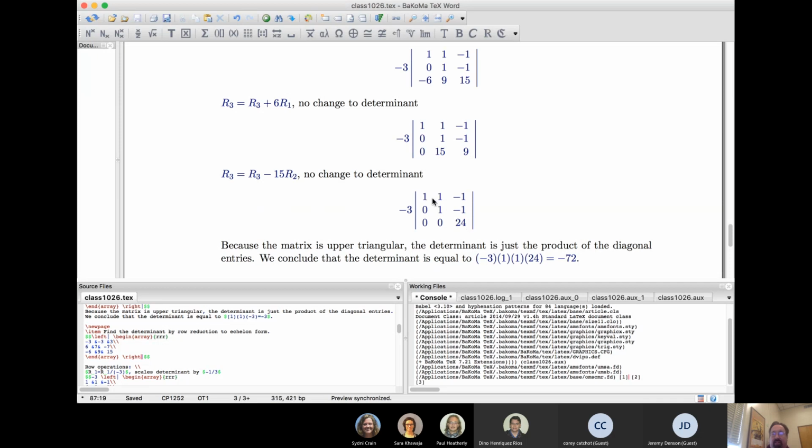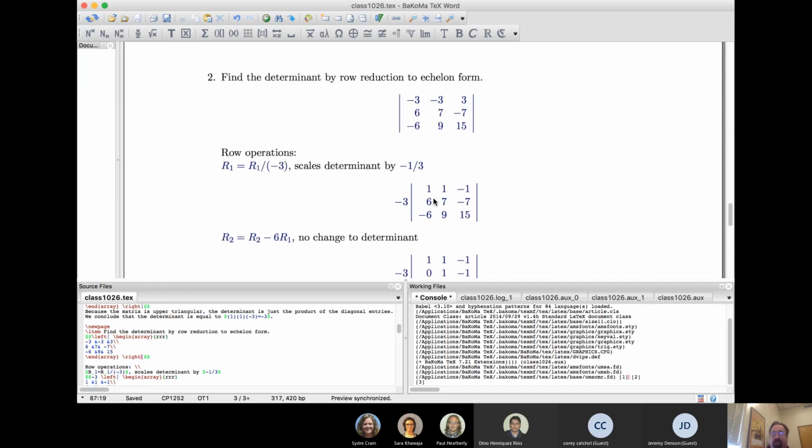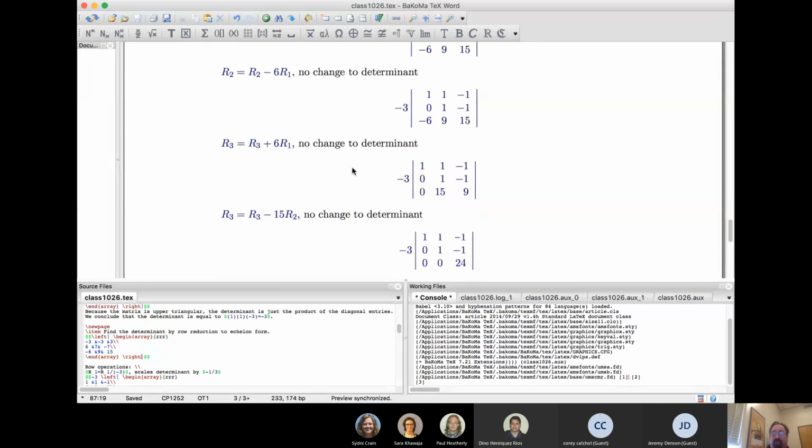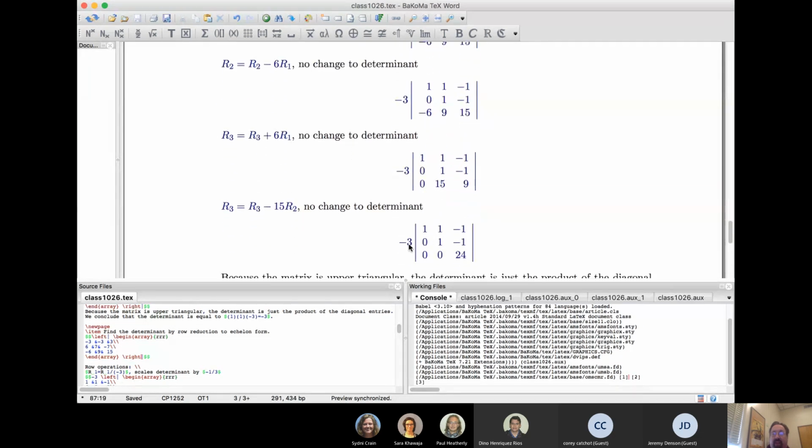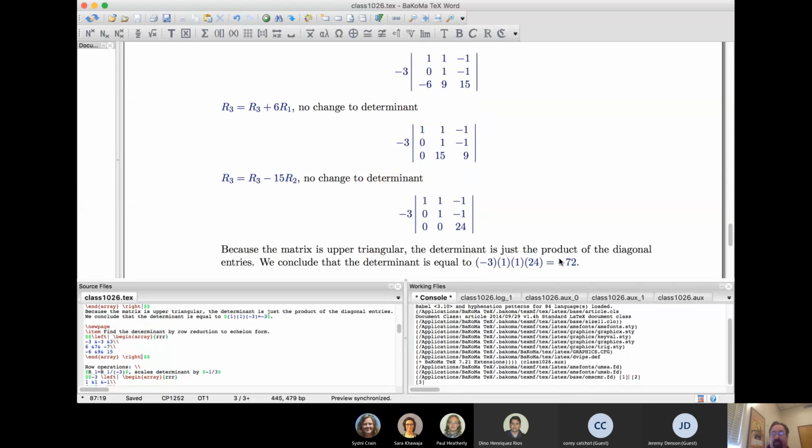But to get the determinant of the original matrix, I have to take into account that at the beginning, I multiplied a row by -1/3. So basically I have to undo that now and multiply this determinant by -3 to get the determinant of the original matrix. So we get minus 72.